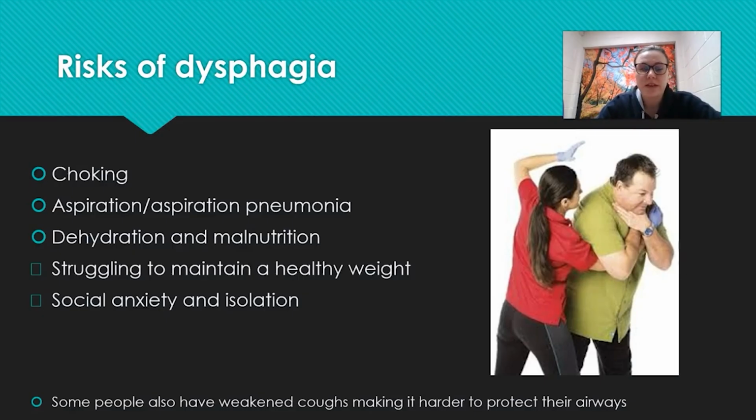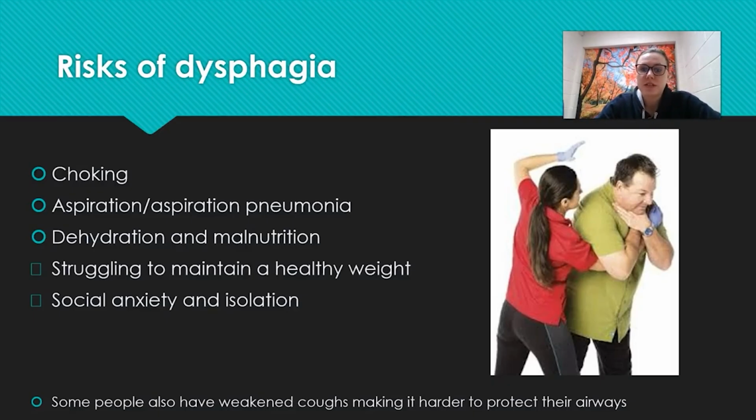If people are regularly having issues with eating and drinking, it can also lead to dehydration and malnutrition. So they may struggle to maintain a healthy weight, and it can also lead to social anxiety and isolation. If people are having issues when eating, they may feel uncomfortable eating around people or going out for food, which can have a knock-on effect also.